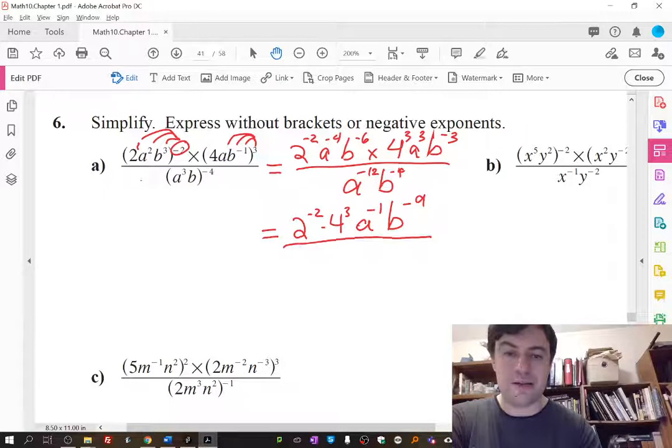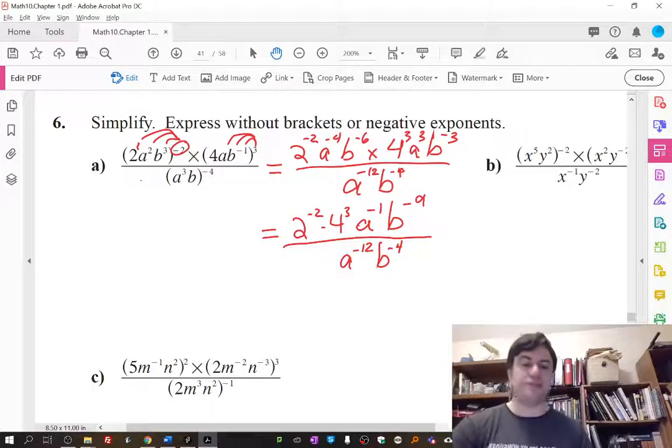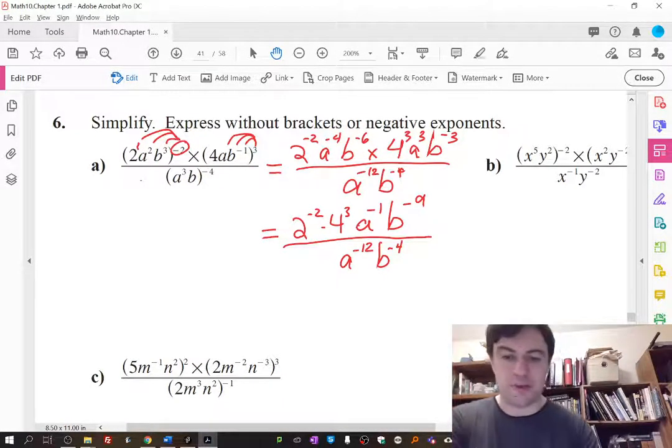And then on the bottom, we still have a to the negative 12, b to the negative 4. That hasn't changed. That's still the same. Whoa, okay. So now we can do quotient rule. So quotient rule will require us to divide our like terms, and then we're going to just subtract our exponents.